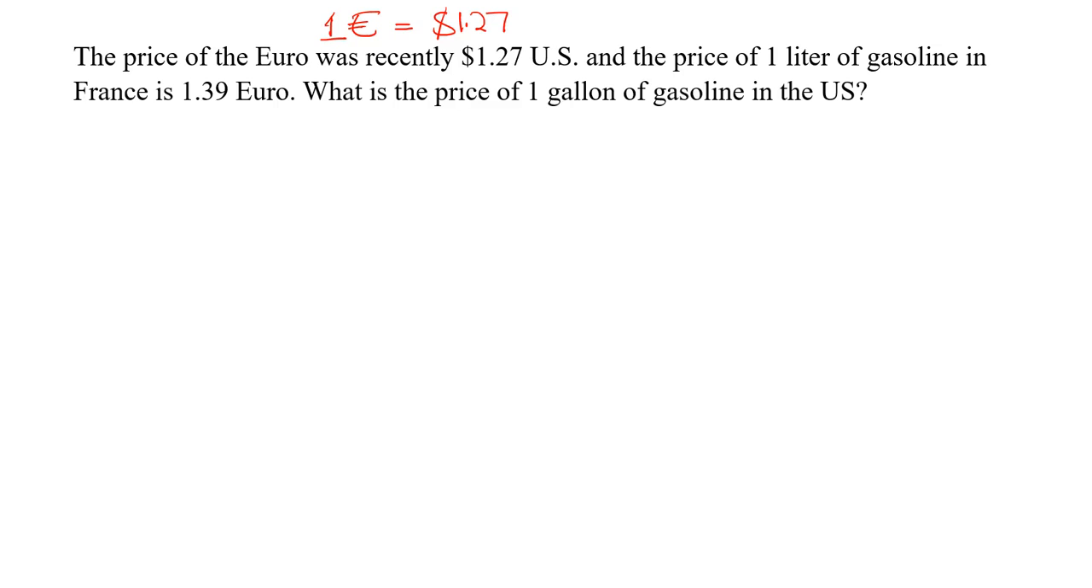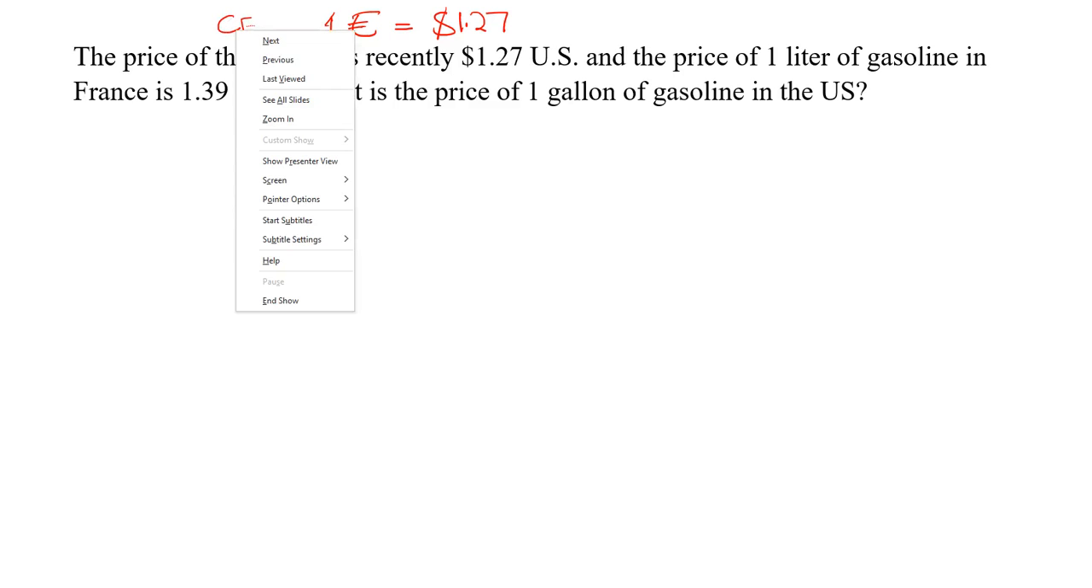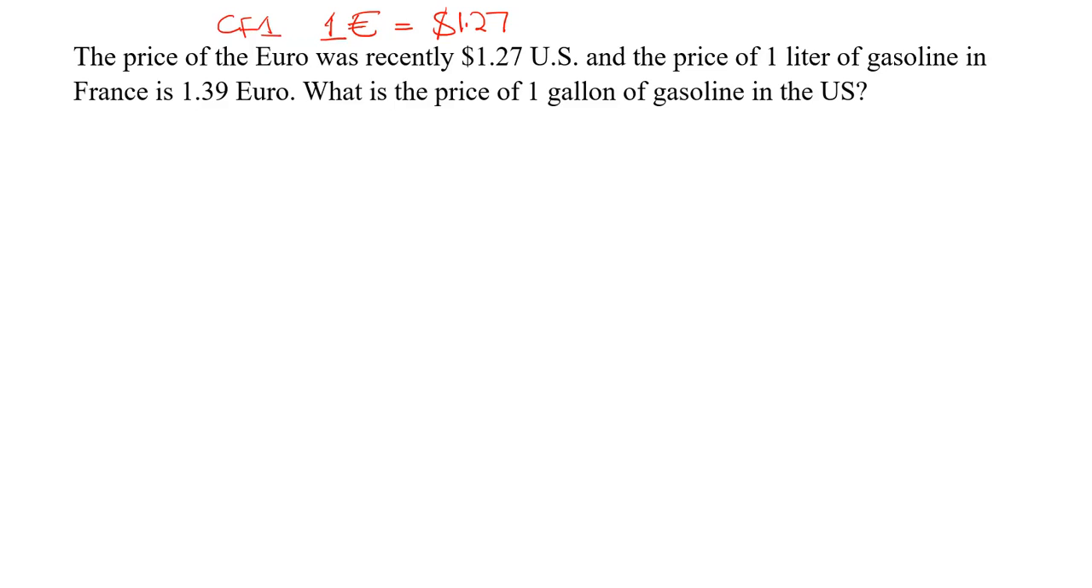So this is CF1. Conversion factor number 1. Here it says the price of 1 liter of gasoline in France is 1.39. That is conversion factor number 2. 1 liter is equal to 1.39 euro. So we have two conversion factors here.